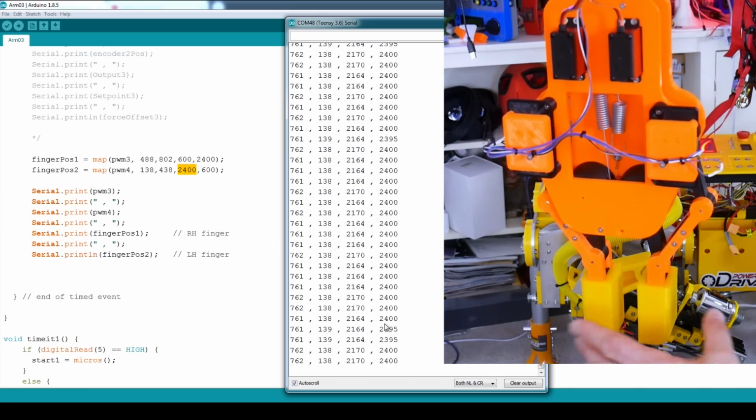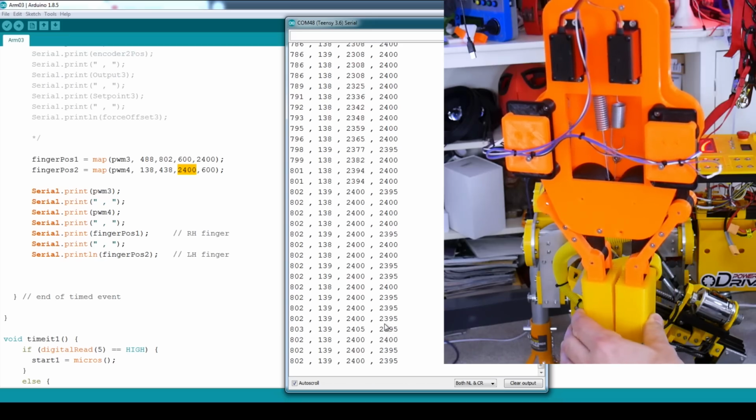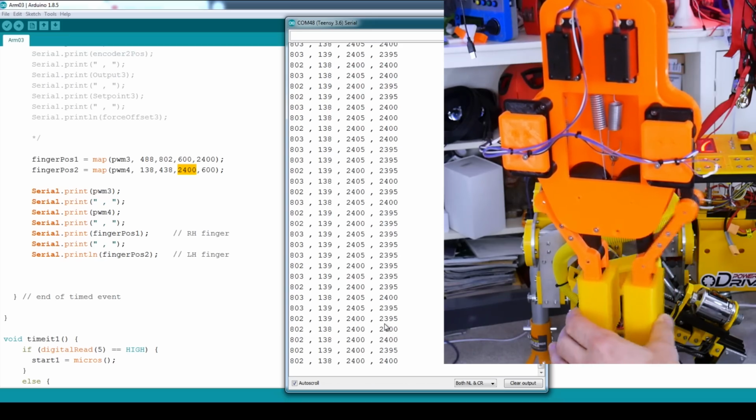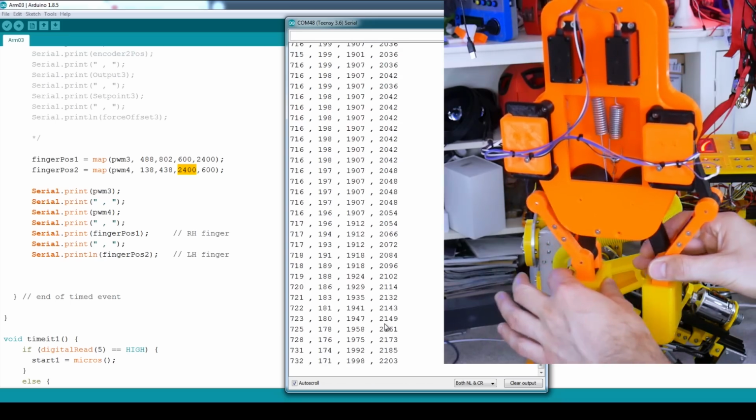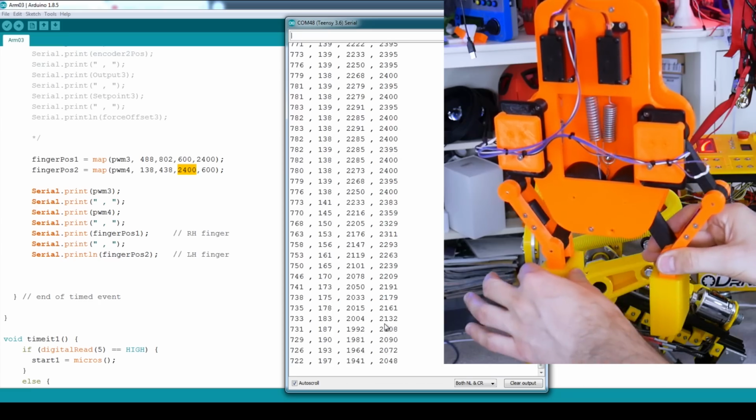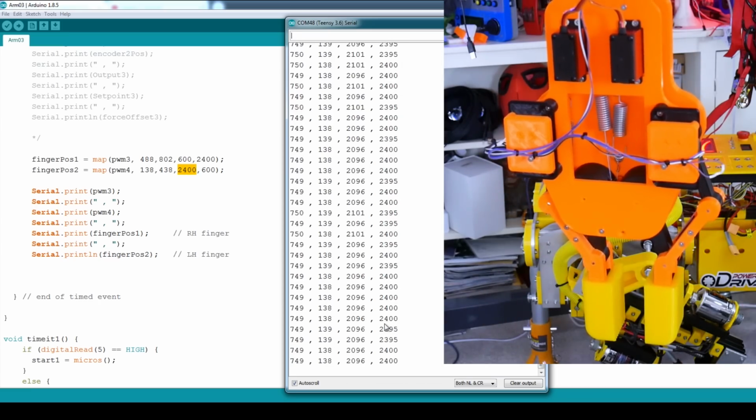So now if we squash those fingers together, we'll notice that we get roughly 2400 on both of those, and if we move them apart, we get some lower value. So that seems to be working pretty well.